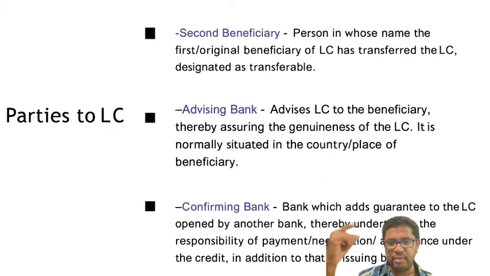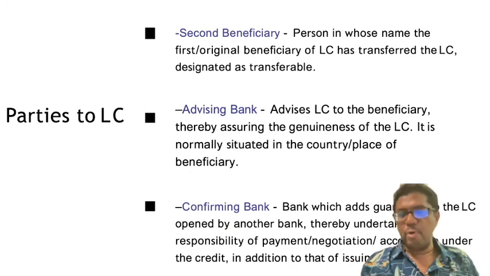That function is called confirmation. Confirmation simply means that it is not only the LC opening bank that will give a guarantee, but also if another bank agrees to do the confirmation of this letter of credit, that bank will give a double guarantee. That means that bank will undertake the responsibility to make payment to the exporter if the importer and the importer's bank default on the payment.